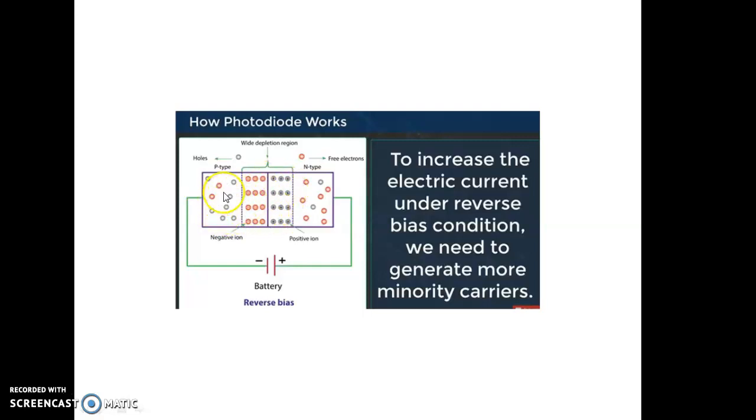Similarly, P-type has minority carriers, the electrons. These electrons will support the carriers across the neutral atoms as negative immobile charge carriers. The minority carriers of P-type will support that.